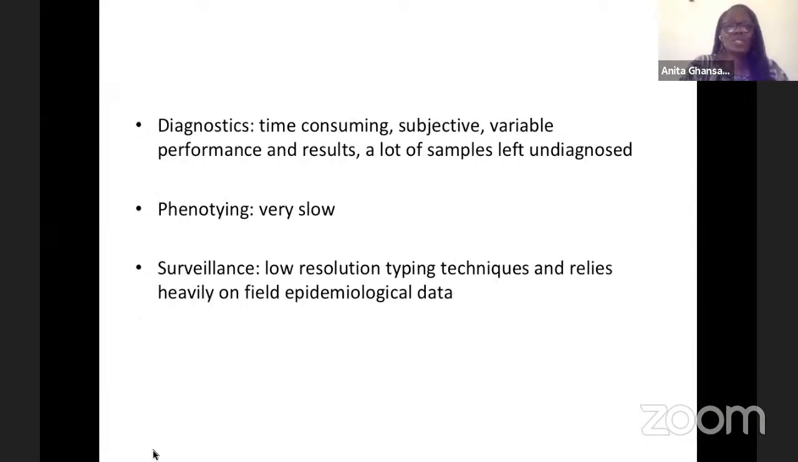And the diagnosis becomes very time consuming. It's subjective. You get variable performances or results. And so we end up not diagnosing most of the infections. And the phenotyping, obviously, will be very slow. And the surveillance with low resolution genotyping is what relies on very high-ended epidemiological data, which we do not have enough of.